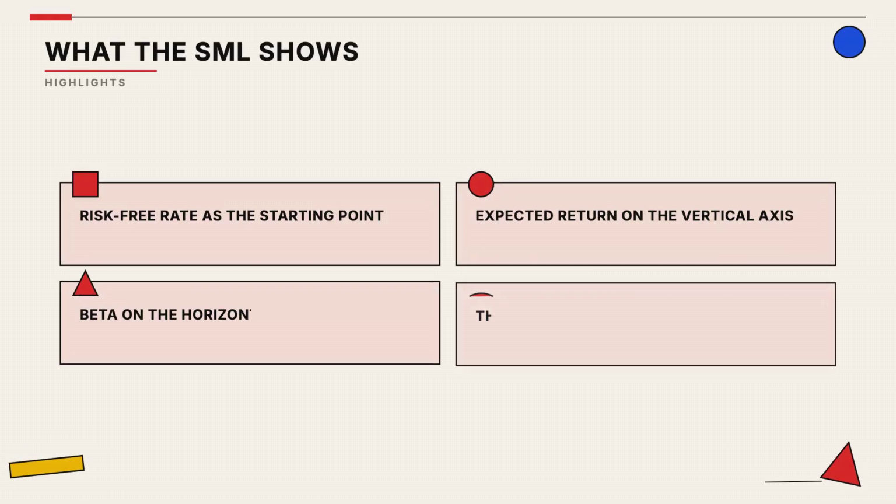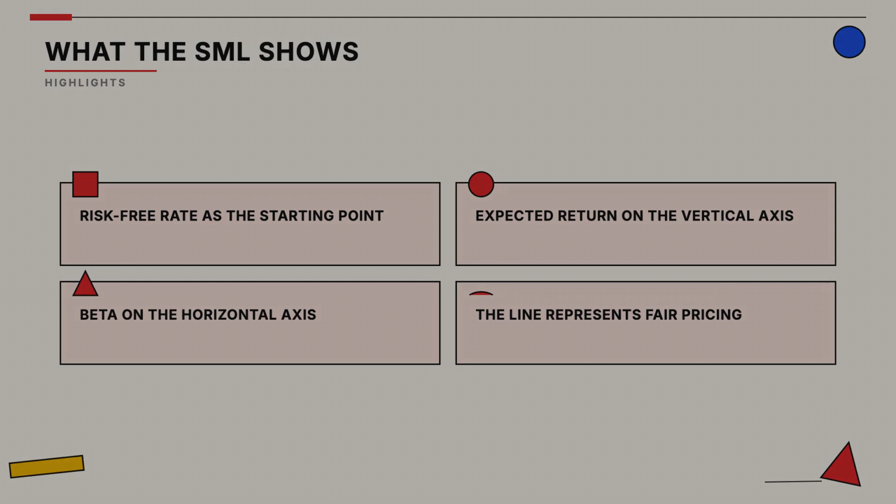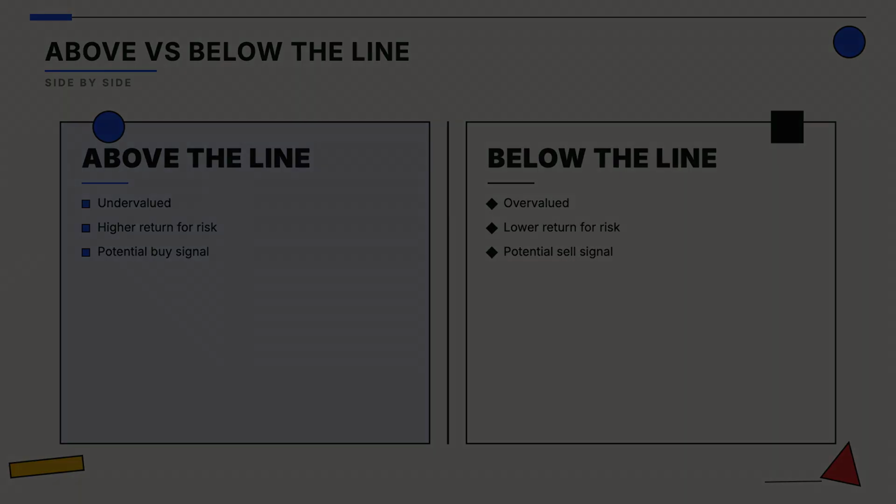The line plots the expected return against beta. It shows the minimum return an investor should demand for taking on a specific level of risk. If an investment sits above the line, it is theoretically undervalued. If it sits below, it might be offering too little return for the risk.